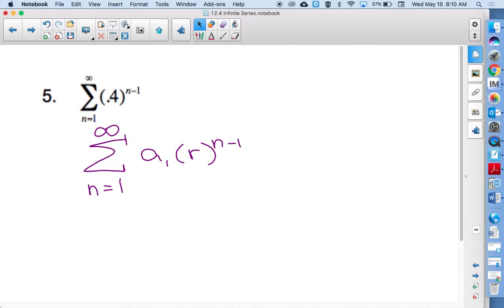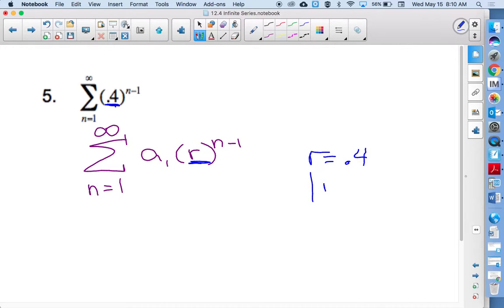What's r? We need to find r. Julia? It's the 0.5. Yeah, the r is the 0.4. The piece that's connected with the exponent is the r value. So r is 0.4. Julia, is the absolute value of that r less than 1? Yes.